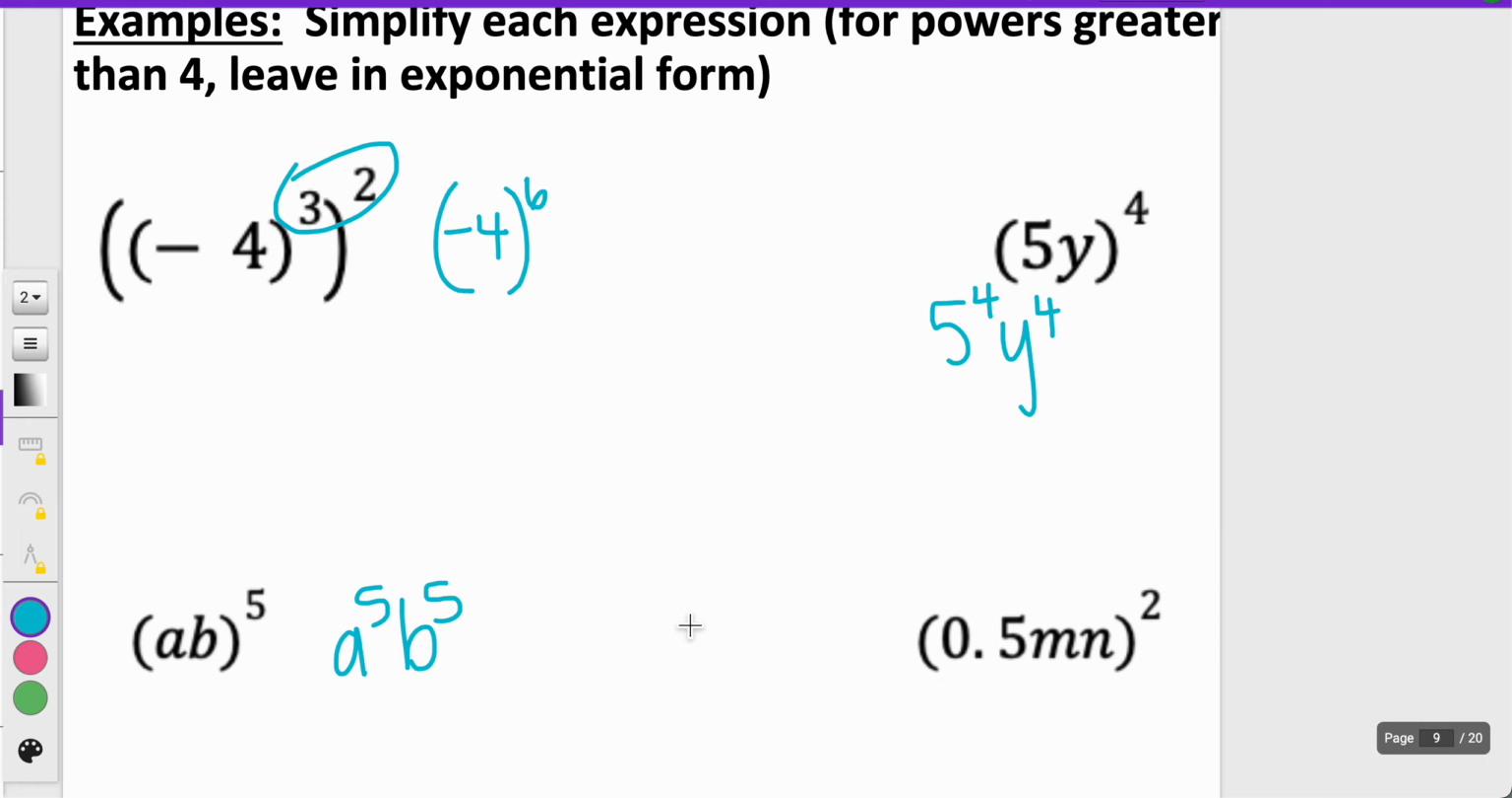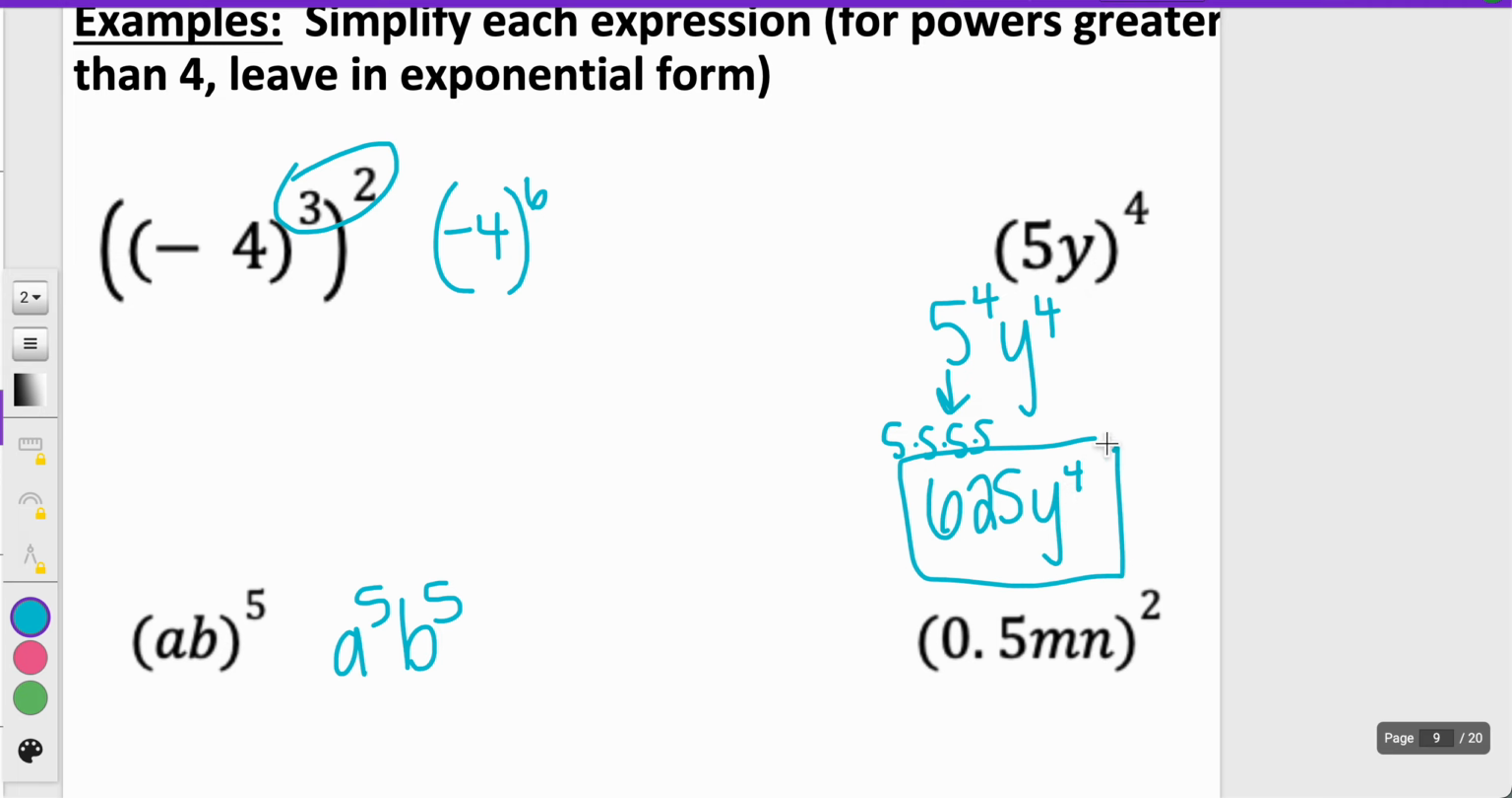And then for my 5 to the 4th, I could have gone back and simplified that. That just means 5 times 5 times 5 times 5, or 25 times 25, which is 625. So let's say we get 625 y to the 4th.